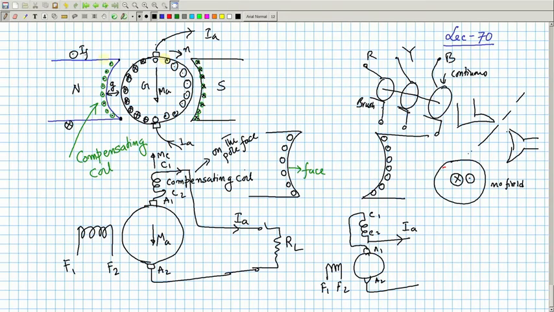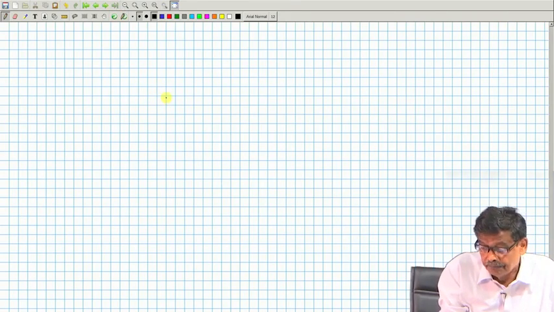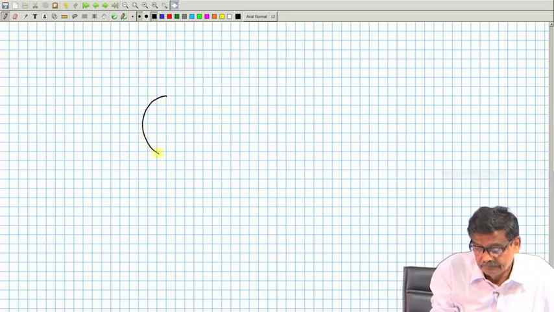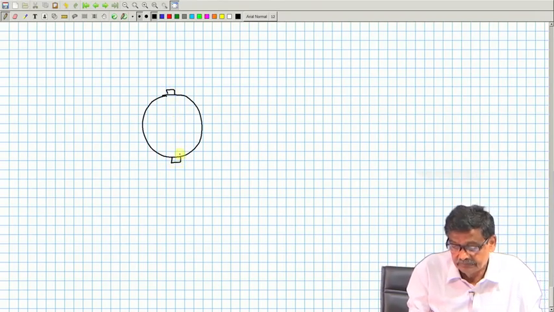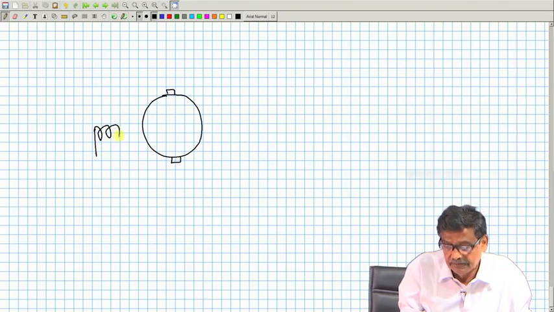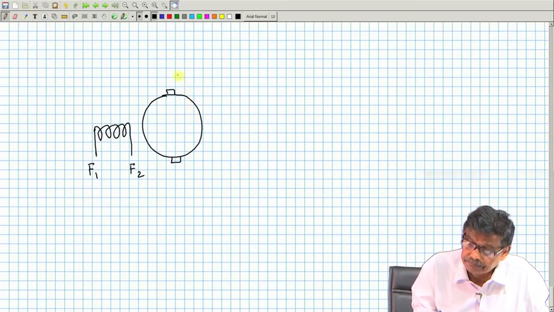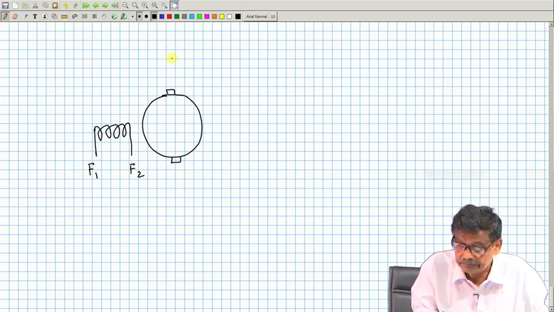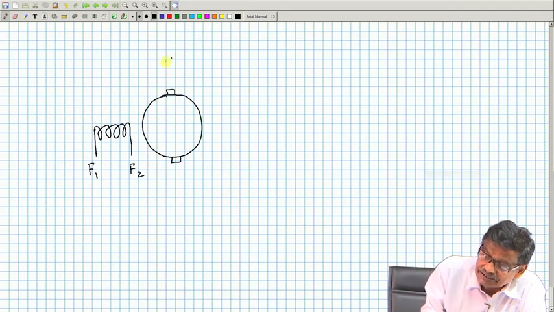So, in that case what is done is this: this is the armature coil, this is the armature conductor, here is your field coil F1, F2, and here is your compensating coil. This can be the compensating coil, I will draw it later. What is done is this.